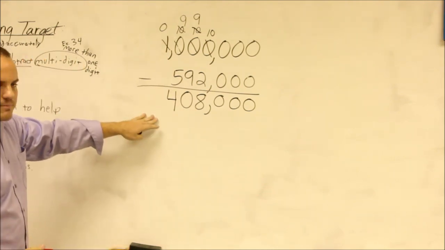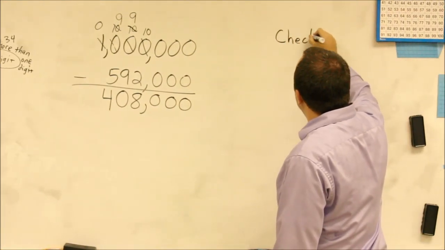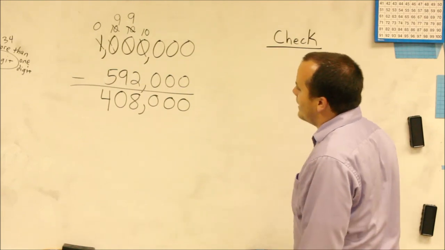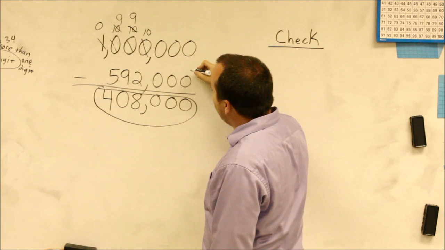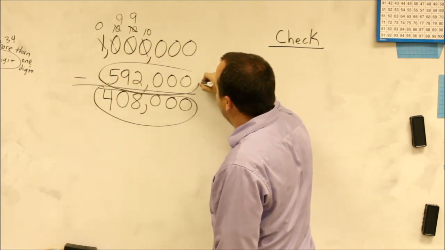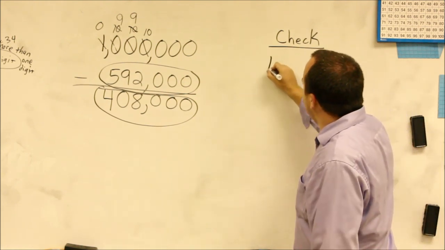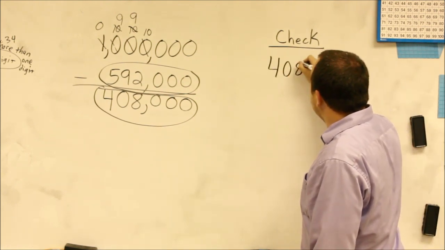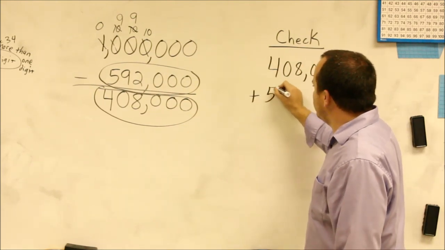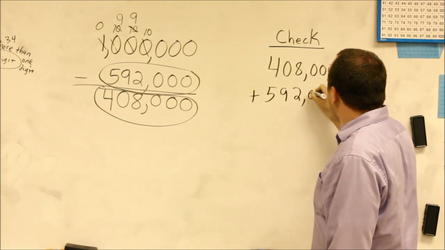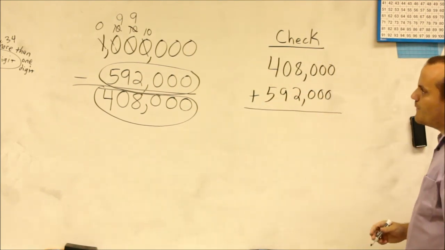So I think this is my answer, but I'm not sure, so I want to make sure that I check. So I'm going to scoot over here, and I'm going to write my check here to make sure that I got the answer right. I'm going to take my answer, 408,000, and I'm going to add it to 592,000. And if I did it right, I'll get my original number, which was 1 million. So I'm going to put 408,000 plus 592,000. And now I'm just going to add it up and see if I get to my 1 million.